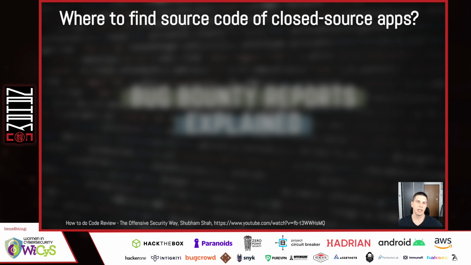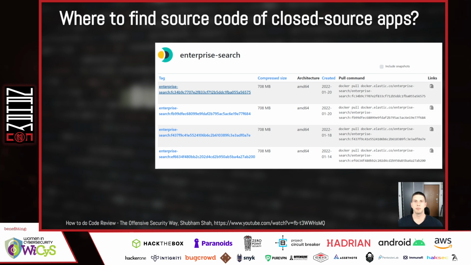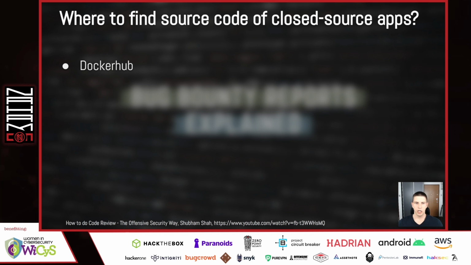But it's not the only way, because sometimes for closed source applications, you can also find the source code. And this is not a secret sauce. It won't magically find you the source code of Facebook or Twitter. But Enterprise Search is an application from Elastic. It's not an open source one, it's not on their GitHub, but it's available to install using a Docker image. And if it's a Docker image, you can also extract the contents of the image and analyze the source code. In this case, it's obfuscated, so it's not that easy, but it is still very much possible. So Docker Hub is the first place where you can check.